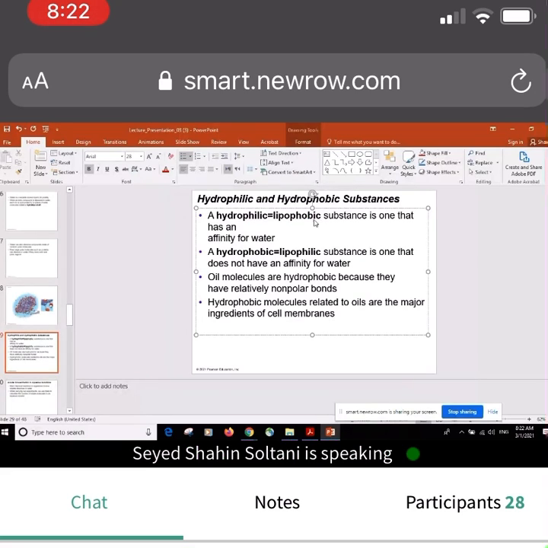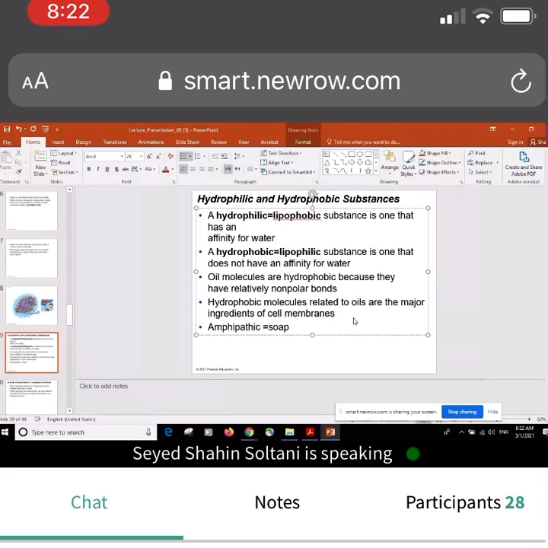But sometimes we have molecules that love water and oil at the same time. Those molecules with dual interest are called amphipathic. Amphipathic means it's both hydrophilic and hydrophobic. The example of amphipathic is soap.